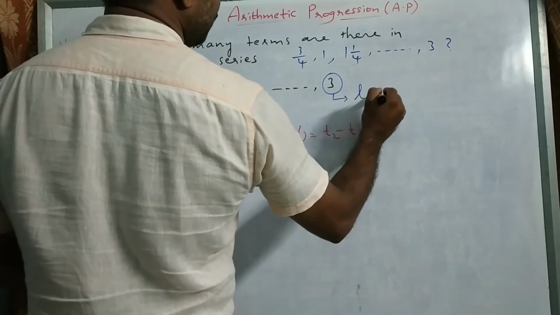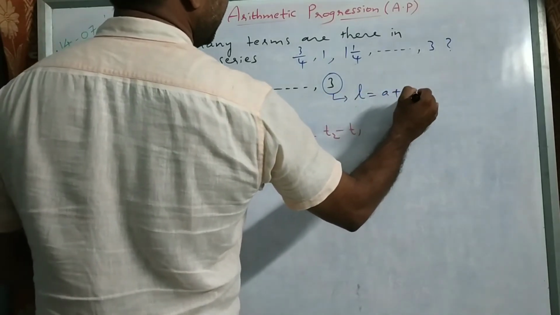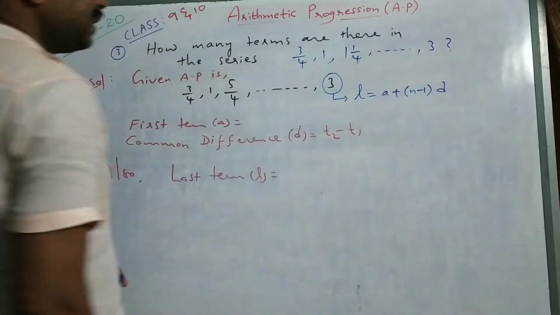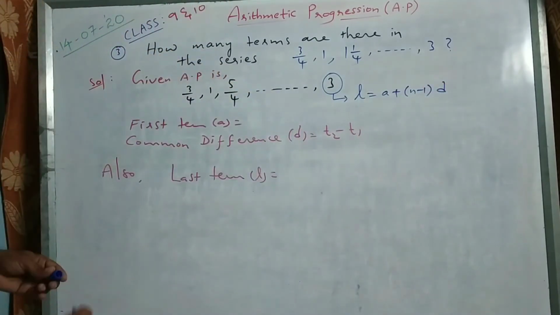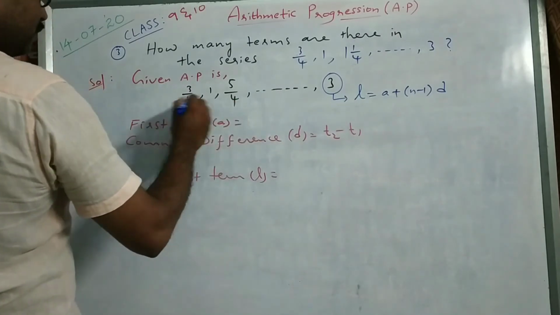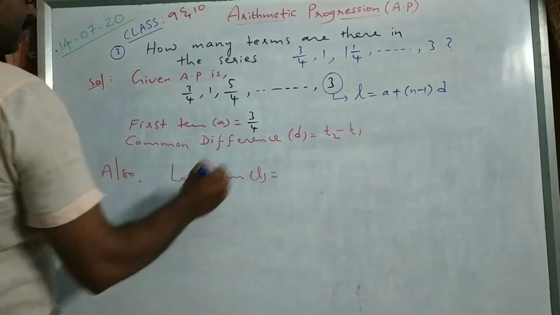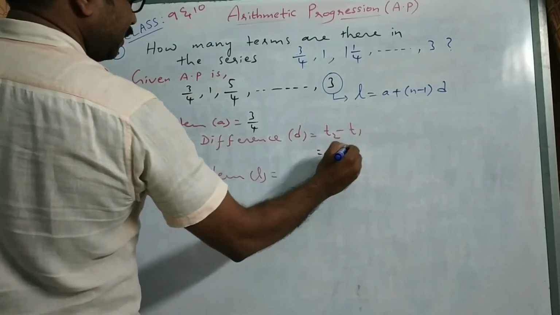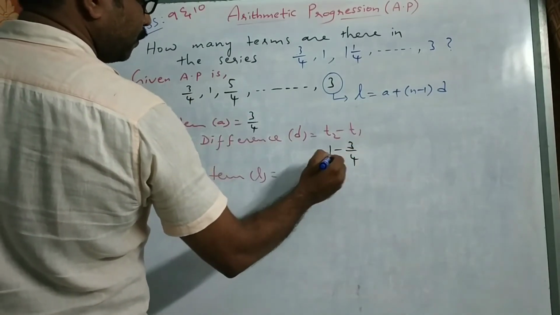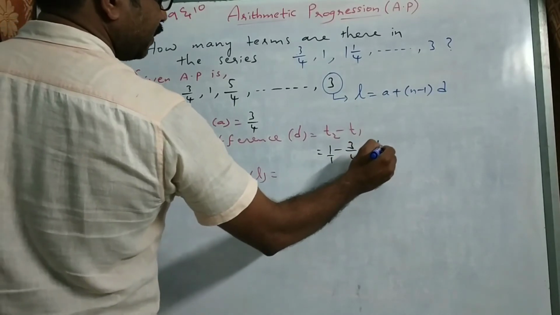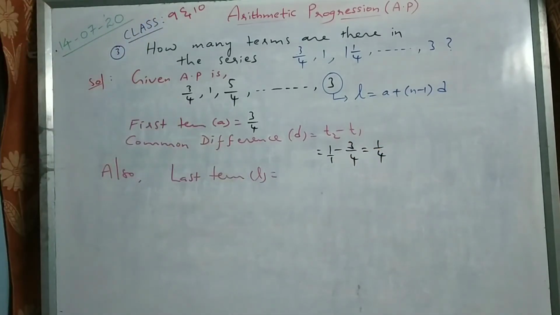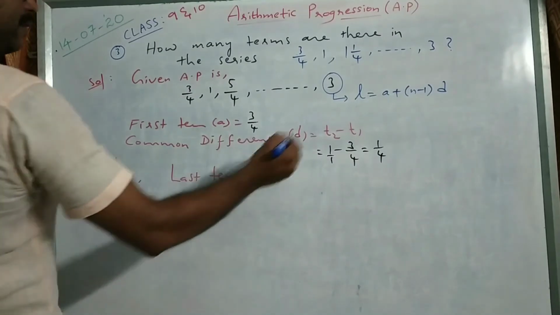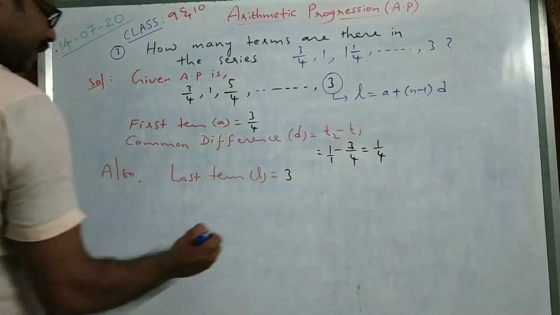L equals A plus n minus 1 into d. Last term means the nth term. What is the nth term here? 3. So the first term is 3 by 4. The common difference is T2 minus T1, so 1 minus 3 by 4. 4 ones are 4 minus 3, so 1 by 4. Right? The common difference is 1 by 4. The last term is 3.